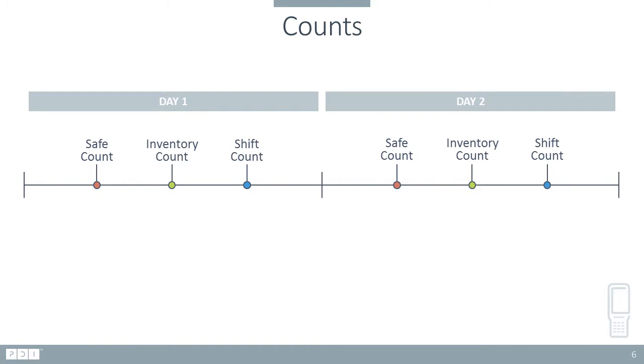I may have a safe count, so all the stuff that's over in my safe. I may have an inventory count that I'm doing on a day-to-day basis to make sure that my daily inventory is correct. And I may have a shift count that's just sort of an operational check in the afternoon or evening to compress those time frames that I can look at for over and short.